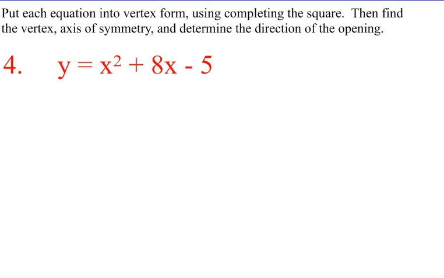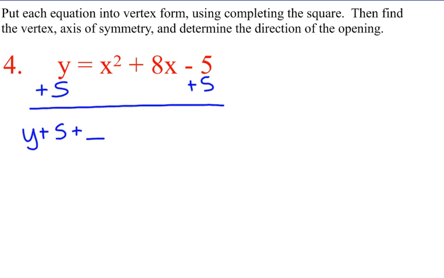So to start, this is a little bit different than what we did the other day. When we did completing the square, you would have seen this and then an equals 0. So you just have to realize that now it has y equals instead of that. And we're going to go ahead and still move the constant to the other side. It just happens to be the left side this time. So I would have y plus 5 plus blank equals x squared plus 8x plus blank.